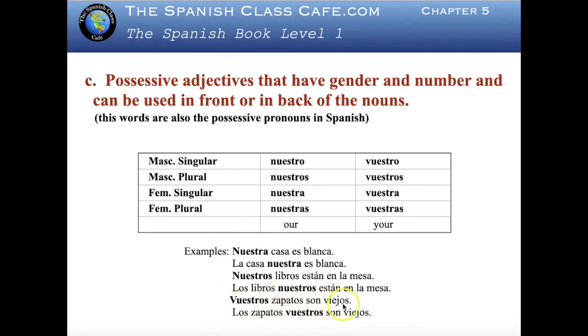Vuestros zapatos son viejos. Then in the front, and zapatos is vuestros because zapatos is masculine. Los zapatos, notice the definite article in masculine plural. Vuestros son viejos. Okay, then remember, this group can go in the front or in the back. But if you use it in the back, it works like the group of mío, tuyo, and suyo. Definite article in the front, adjective in the back, and they do have to match gender and number.